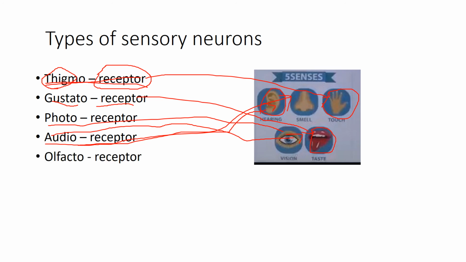Now olfactoreceptor. Olfactoreceptor is there in our nose. It is used for smell. Olfactoreceptor sends the sensory information which is in the form of smell to the brain. All these are the types of sensory neurons. Now we will see the human brain, the main thinking part of our body.